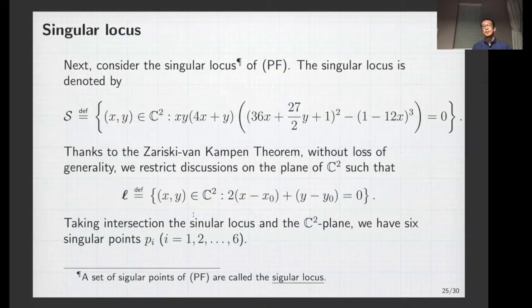Next, we consider the singular points of the PF differential equation. The PF differential equation has a singular locus, denoted by these lines. Thanks to the Zariski-Van-Kampen theorem, a famous theorem in topology, without loss of generality we restrict the discussion to a plane in C2, denoted by L. This means that if we consider the singular locus, we take one plane and restrict the discussion to that one plane, and we can see the whole dynamics of the complex differential equation.